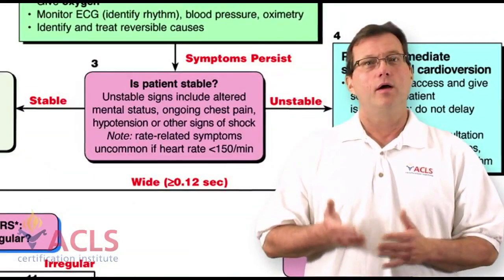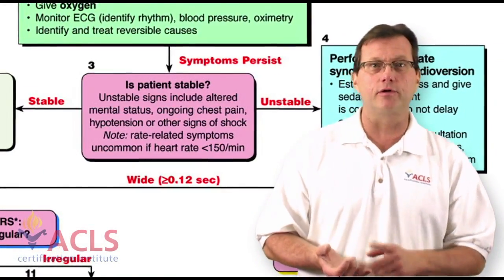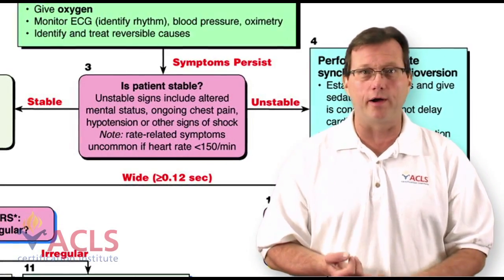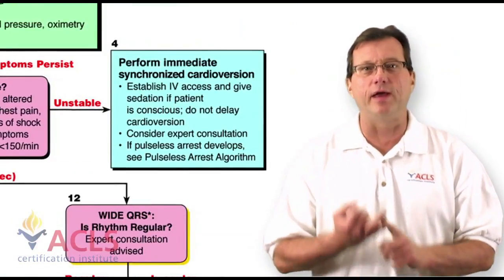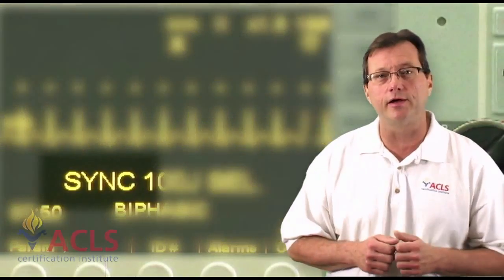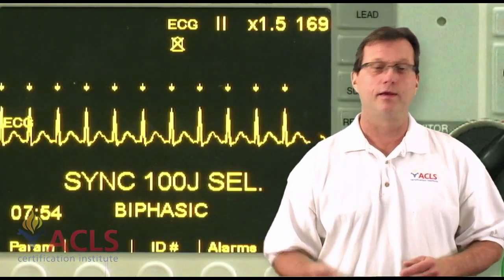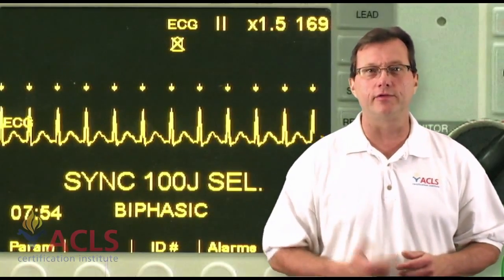Now, one of the first things you'll do when you come to your patient is assess whether the patient is stable or unstable. And this is pretty easy because whether the complex is wide or narrow, whether it's ventricular in origin or supraventricular, if your patient is unstable, the treatment is the same. Immediate synchronized cardioversion. Period. Unstable patient, wide complex or narrow complex, immediate synchronized cardioversion.